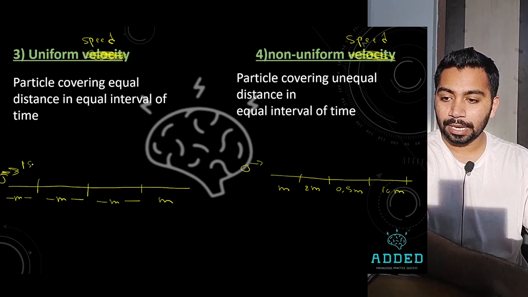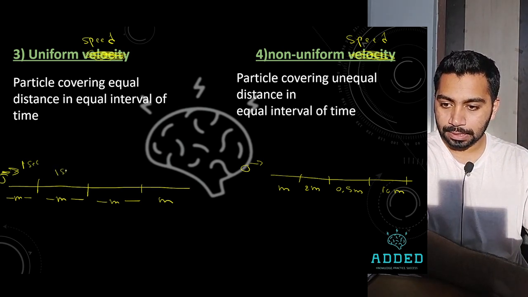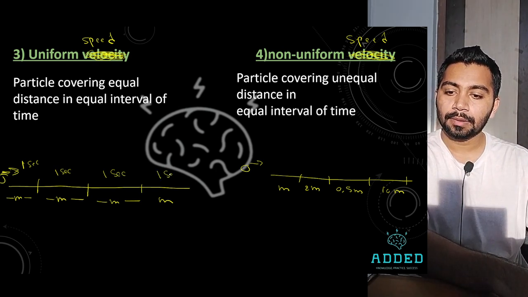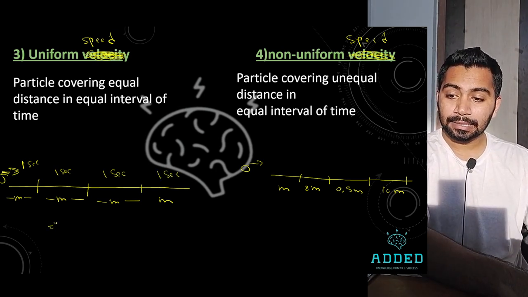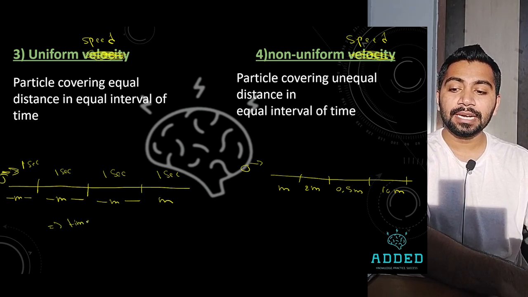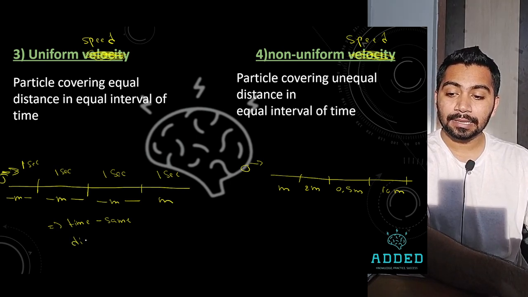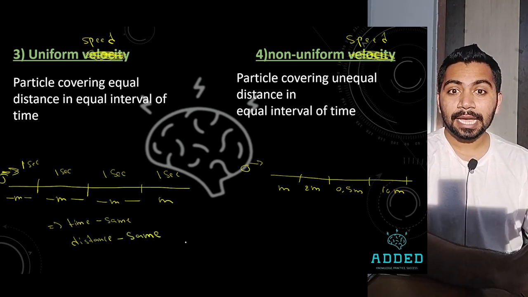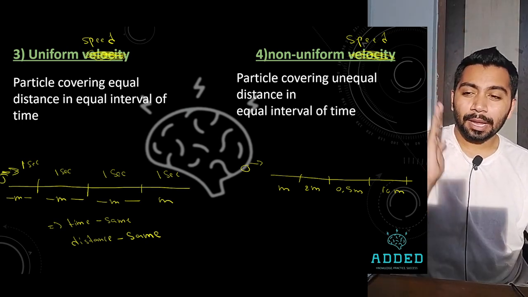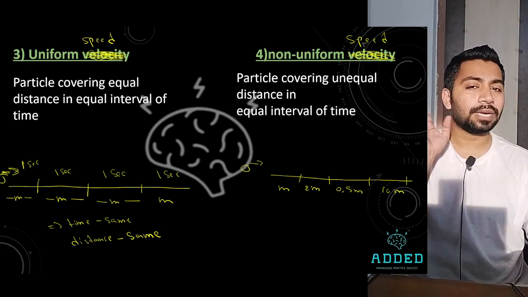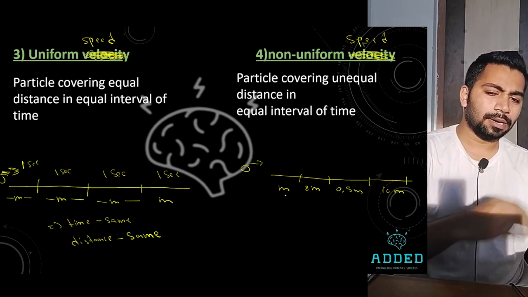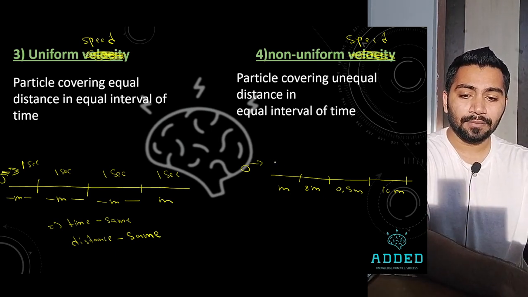Suppose it is 1 second, 1 second, 1 second, 1 second. See, in this, the time for every interval is the same, and distance is also the same. This kind of motion we call uniform motion. A particle covering equal distance in equal intervals of time. Very simple. Now come to this side. A particle covering unequal distance in equal intervals of time.